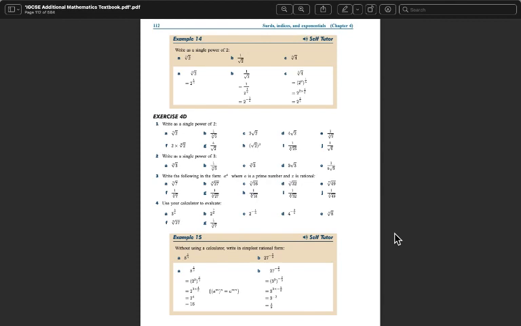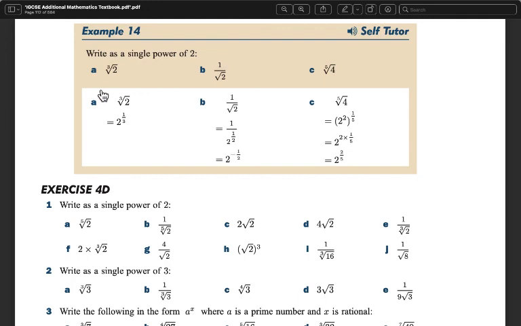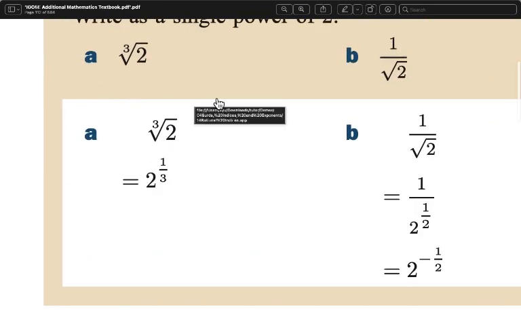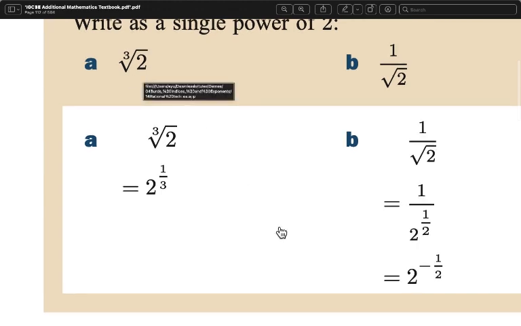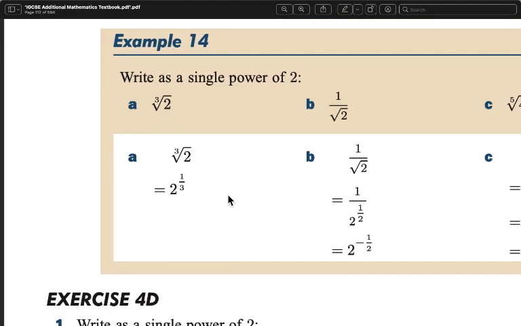We can add some questions. So, for example, in this case, 2 times the third root of 2 is going to equal 2 times 2 to the power of 1 over 3.